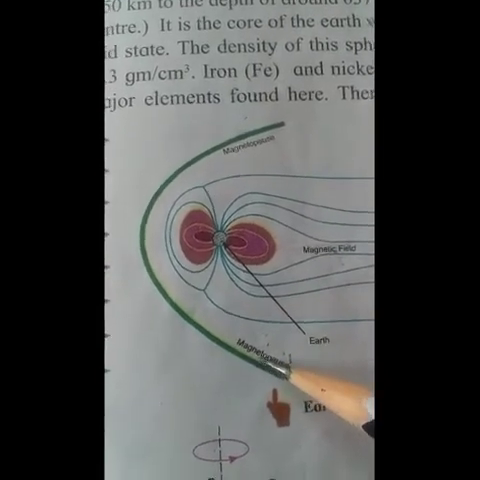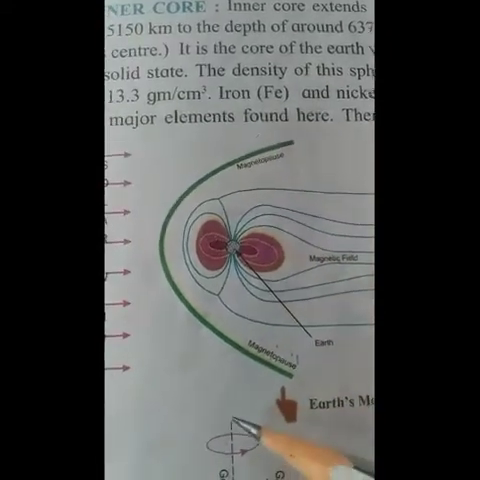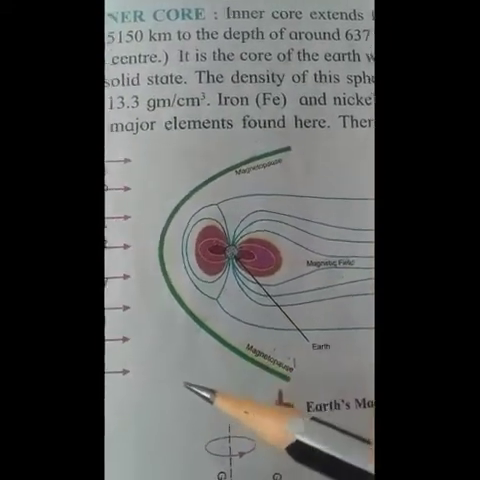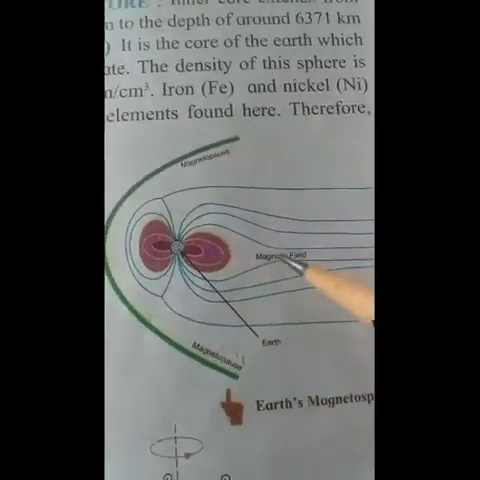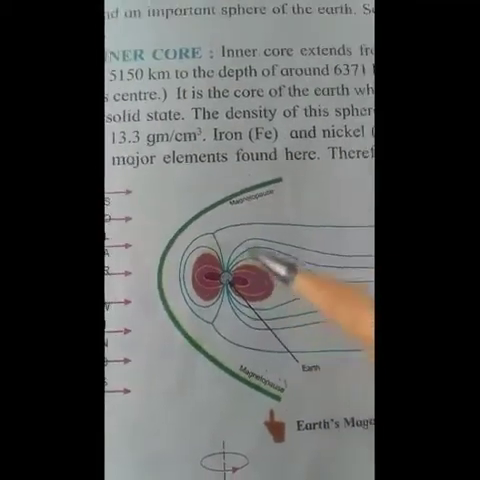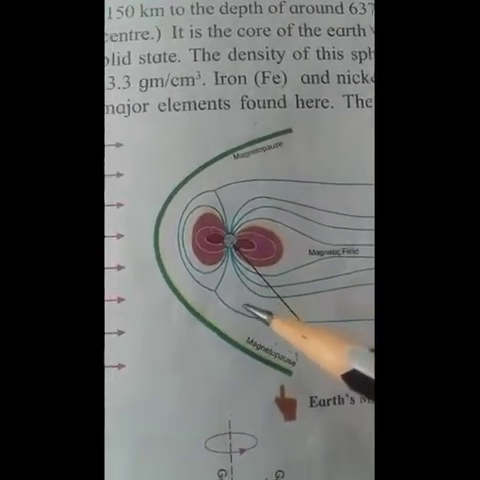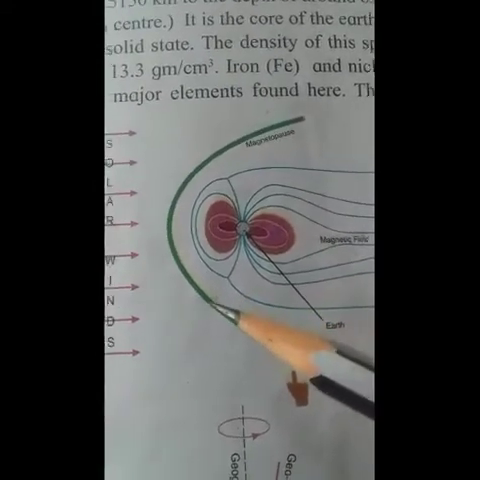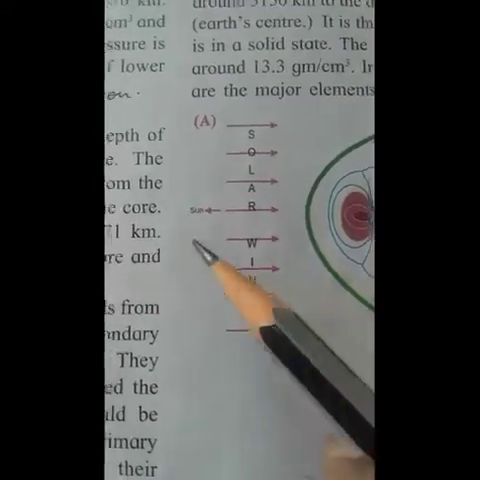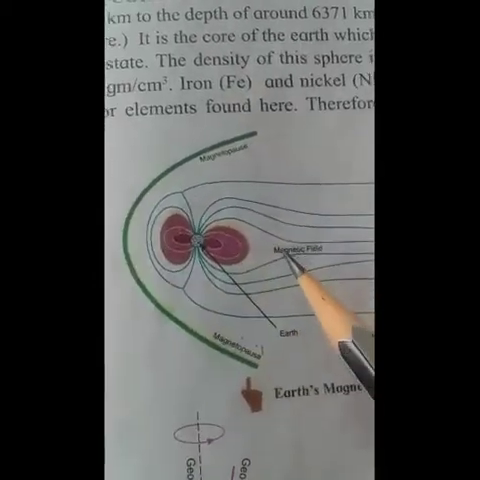The magnetosphere is a region of space surrounding Earth where the dominant magnetic field is the magnetic field of the Earth rather than the magnetic field of interplanetary space. The magnetosphere is formed by the interaction of the solar winds with Earth's magnetic field.